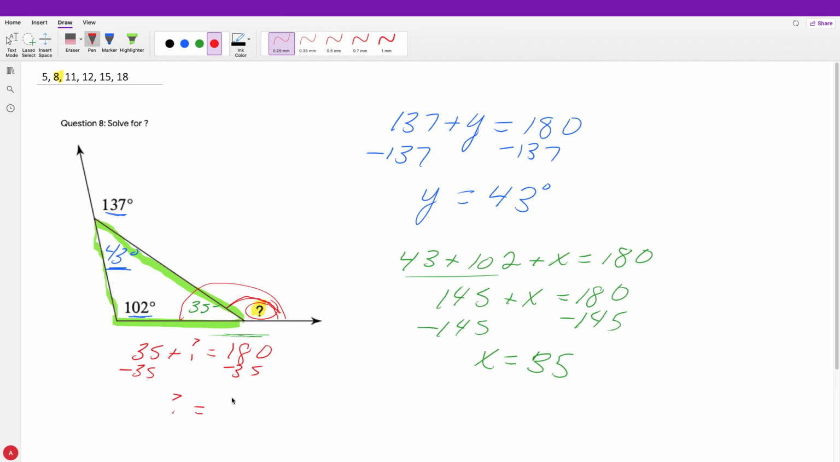So the question mark is then equal to 145 degrees. All right, so that question mark's angle measurement is 145 degrees. If we were to take a protractor out and measure it, that's what we would get if this was drawn accurately. All right, let's go ahead and go on to the next question.